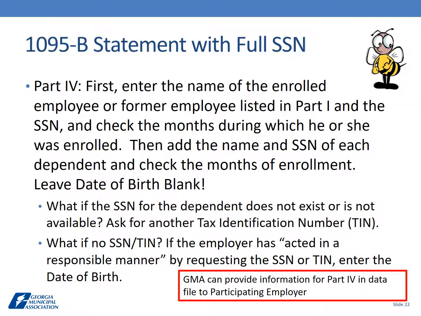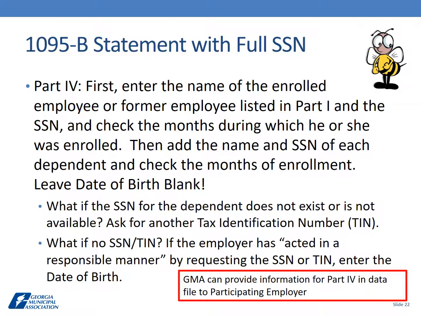Part 4. First, enter the name of the enrolled employee or former employee listed in Part 1 and the Social Security number, and check the months during which he or she was enrolled. Then add the name and Social Security number of each dependent and check the months of enrollment. Leave the date of birth blank.